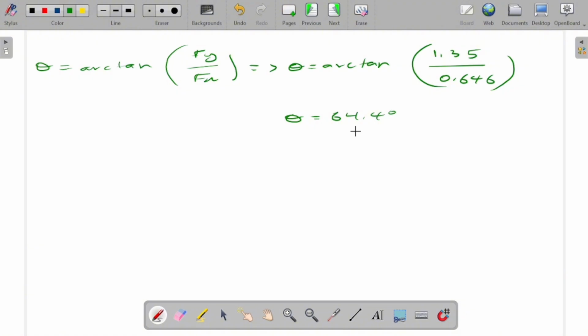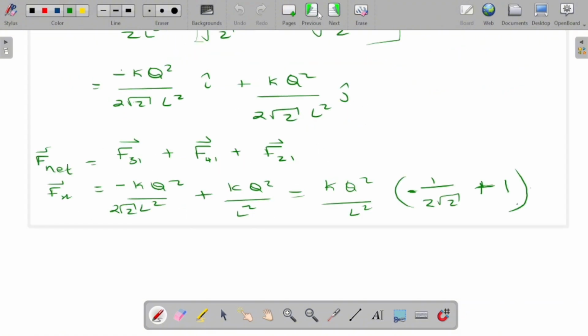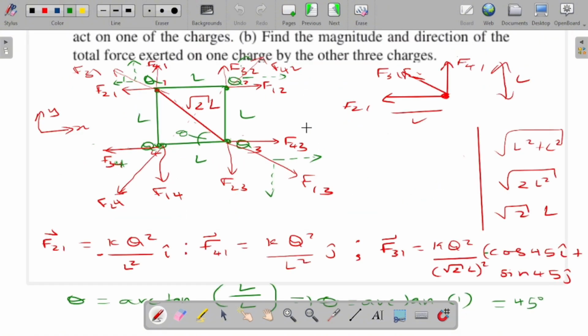We could just scroll back up to Sir's free body diagram. Yeah.